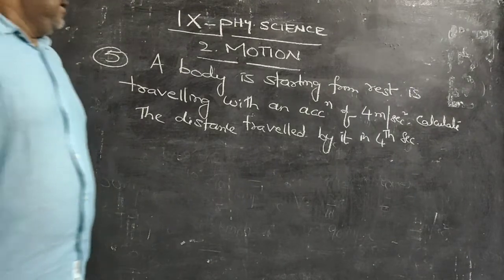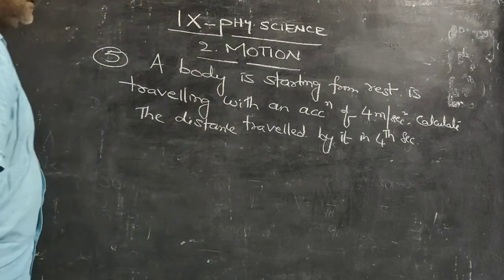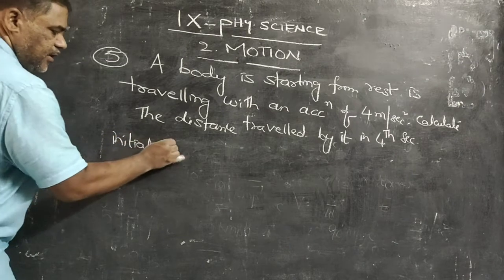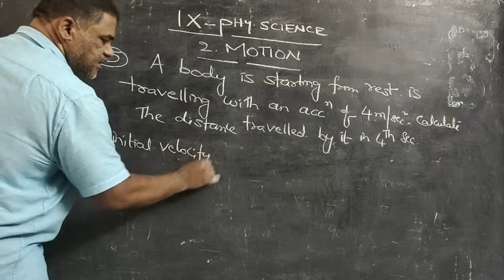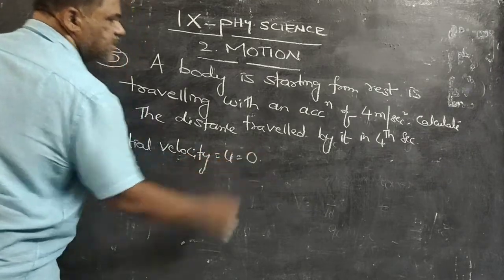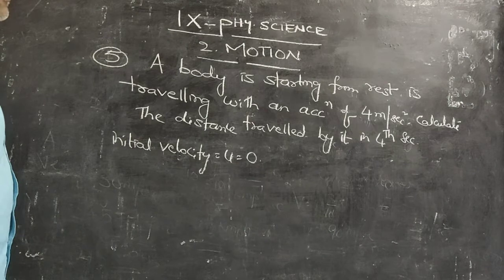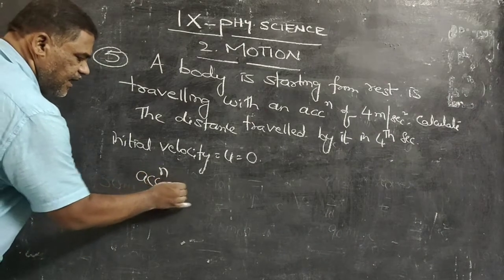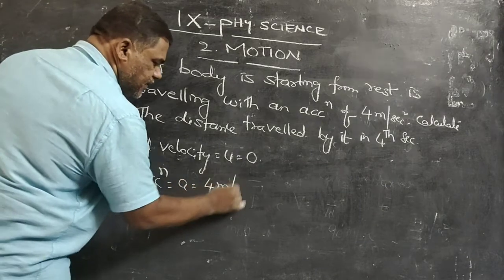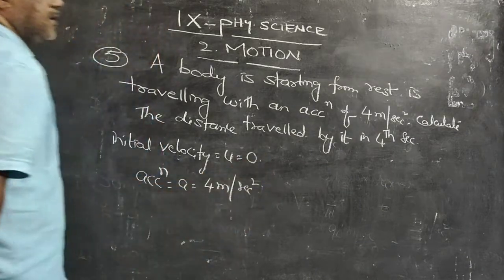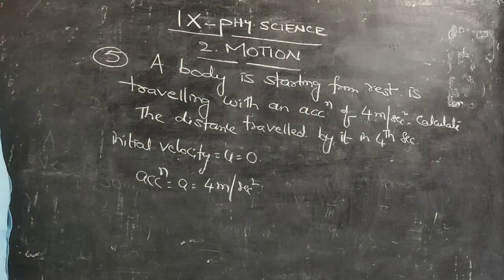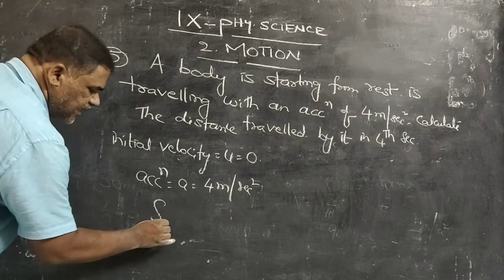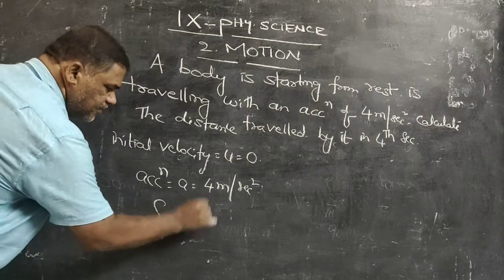Here a body is starting from rest. Whenever a body starts from rest, we have to take initial velocity as 0. So here initially velocity of the body is 0. So initial velocity u is equal to 0 and it is traveling with an acceleration of 4 meters per second square. So acceleration a is equal to 4 meters per second square. Now we should find out distance travelled by it in fourth second. Distance travelled in particular second, fourth second you have to find.